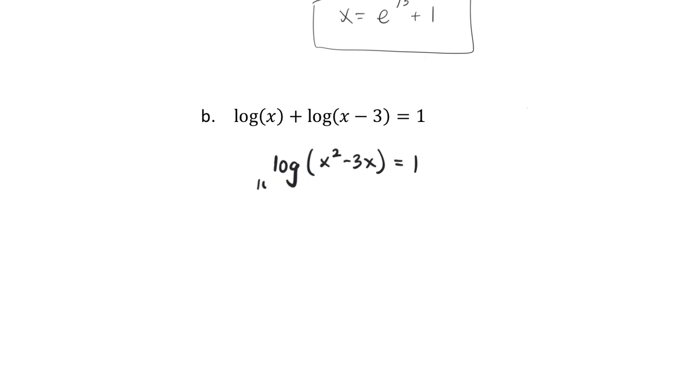Now we can get rid of the logarithm by using a base 10. And now we have a quadratic equation to solve. Usually that involves getting one side equal to 0. In this case, we're going to factor.